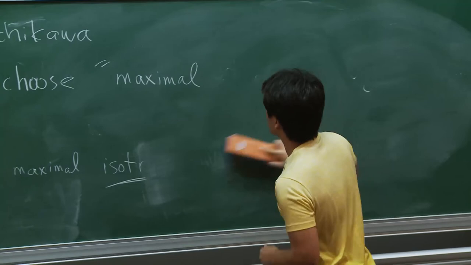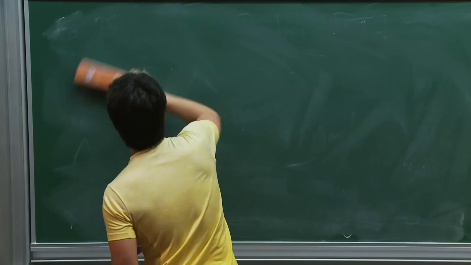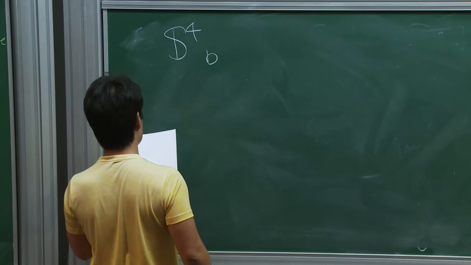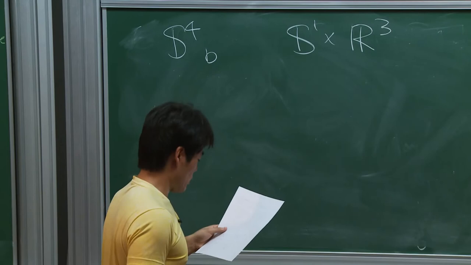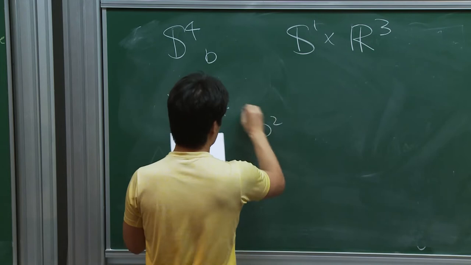Now, half BPS line operators can be placed supersymmetrically on S^4 or its deformation S^4_b, which Peter discussed, or S^1 times S^1 times R^3. So you already know what S^4_b is. But okay, somehow it's better to write it out to have an intuitive understanding.